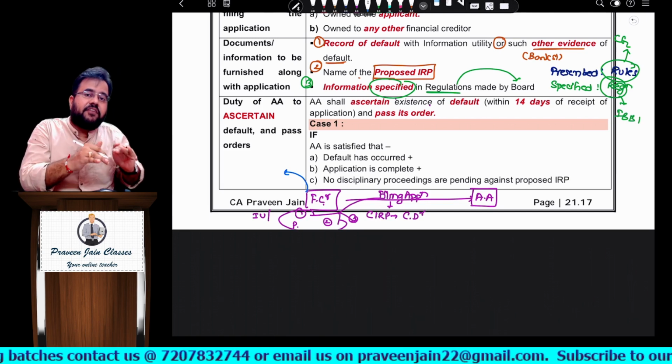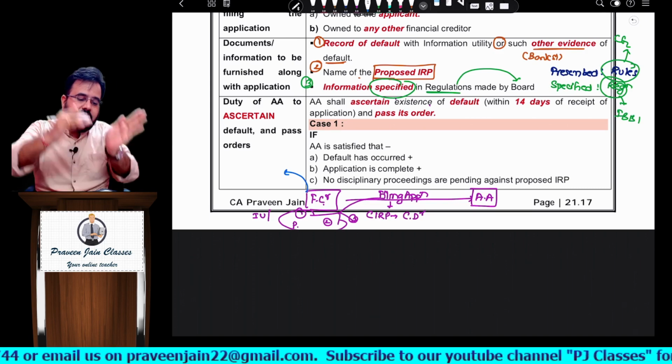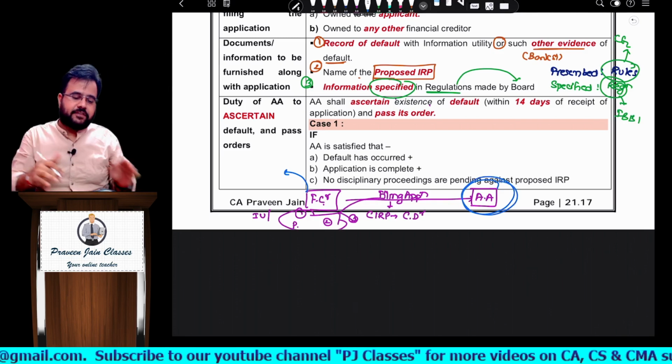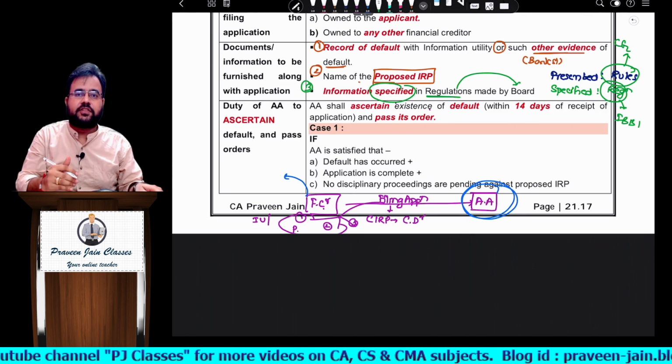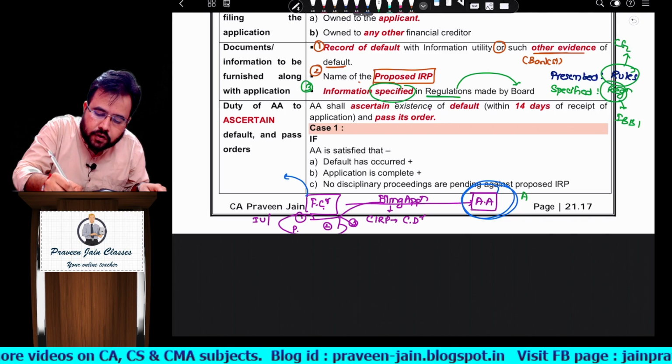For their default they can file, or for some other financial creditor's default they can file. So now can I say the application is filed? Now let us discuss the point of view of the AA, sir. What will happen now? Can I say the application is filed with the adjudicating authority? Now it is the duty of the adjudicating authority to ascertain.